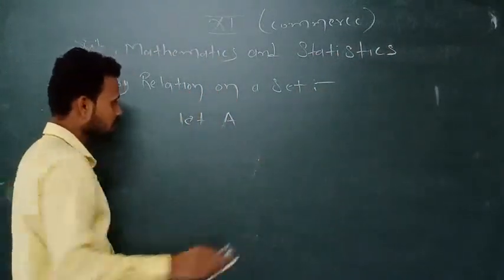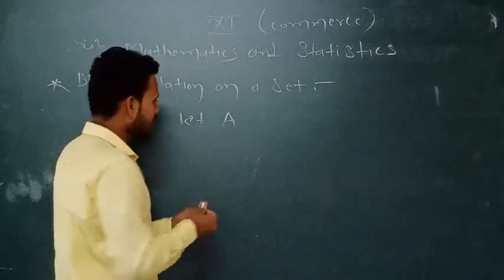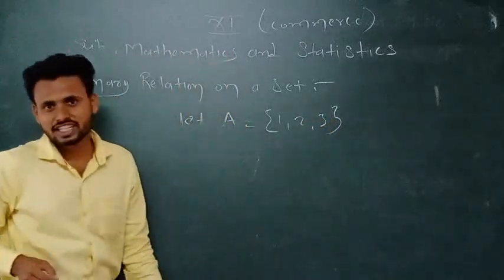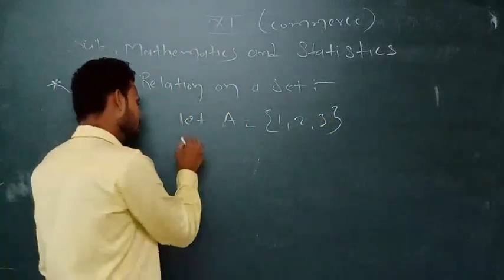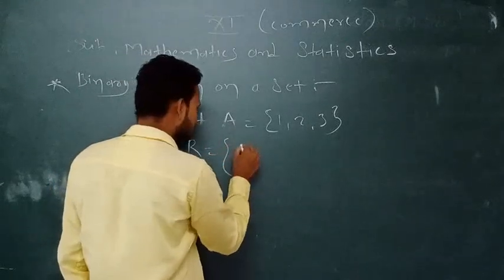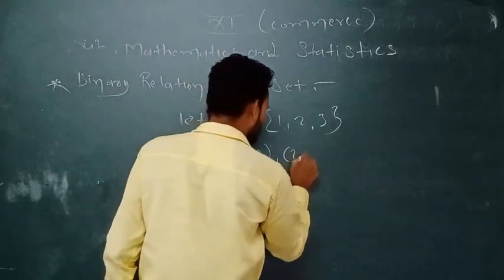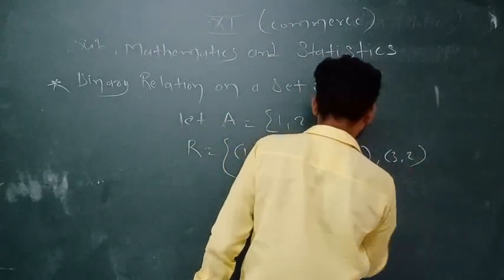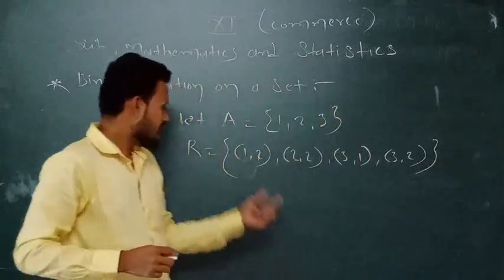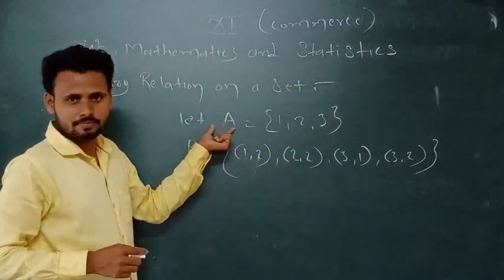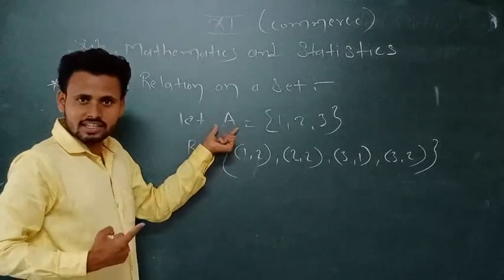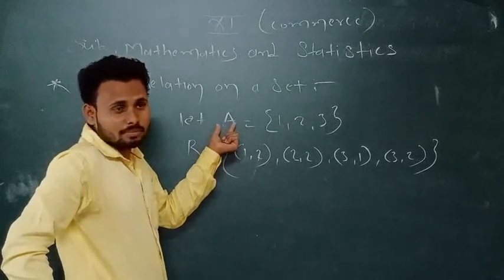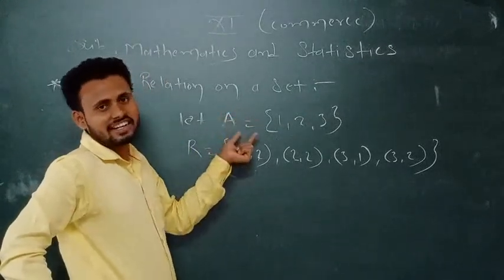For example, let A equal to the set containing 1, 2, 3, and R equal to, suppose I take, (1, 2), then (2, 2), then (3, 1) and (3, 2). Is R a binary relation on set A? To check, by the definition: A be a non-empty set, then every subset of A cross A is called the binary relation on set A.